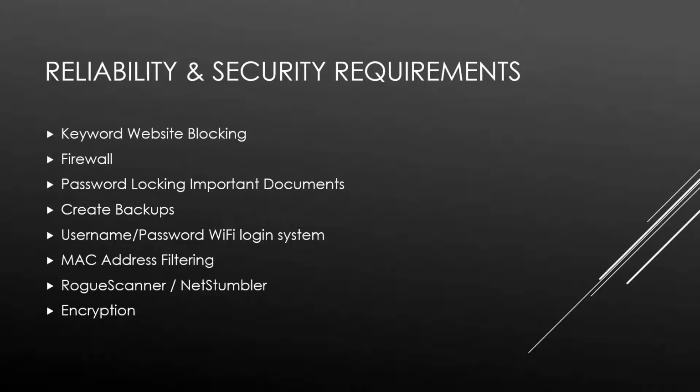For most of the security that we're going to use, we're just going to use website blocking, basic firewalls, encryption, and password locking important documents. Microsoft Word has the option to create a lock on the document itself, so that even if someone does get access to the document, they have to have that password in order to read anything on it. Creating backups is always a good option.